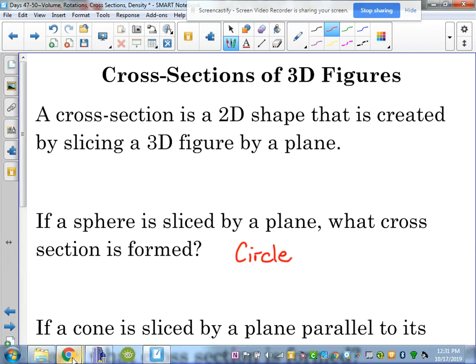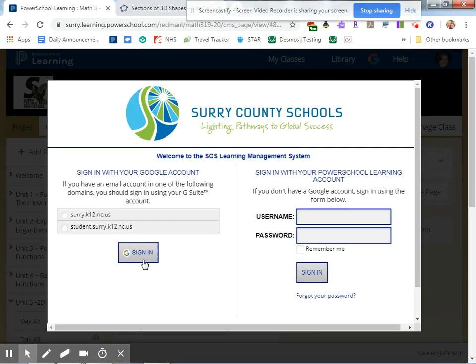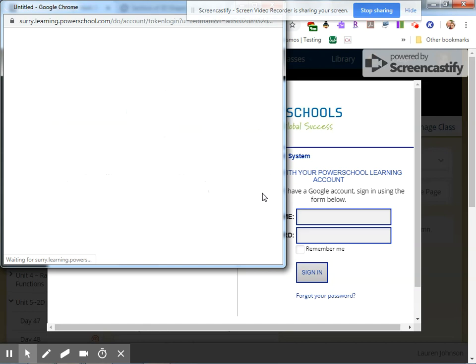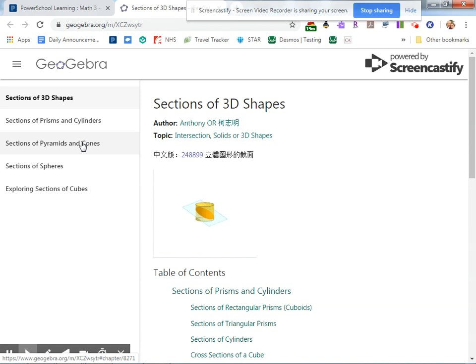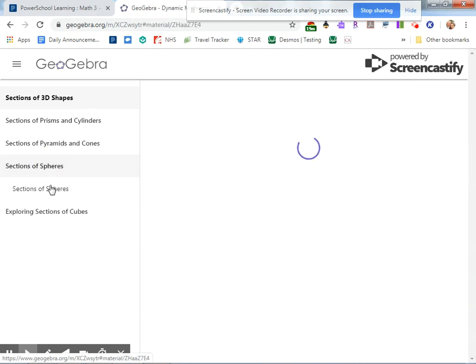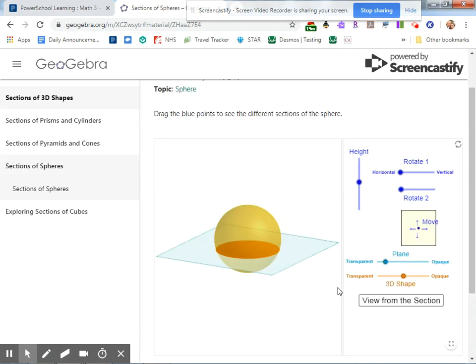Now, let me show you on this applet here. It's on Haiku. I have it on our day 49 page. Okay, so we're on Unit 5, 2D and 3D figures. Day 49 is where we're at. If you click here on the cross sections of 3D shapes, you'll see that you've got a bunch of different options. So we're talking about a sphere, so we click on the sphere, and it shows us a sphere, and here's our plane. It kind of looks like a piece of paper there.